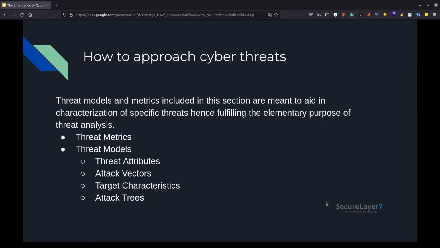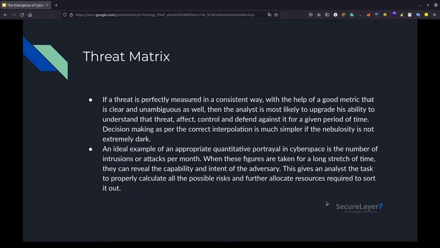So now let's know more about threat metrics. If a threat is perfectly measured in a consistent way with the help of a good metric, that is clear and unambiguous as well, then the analyst is most likely to improve the ability to understand that threat, affect, control, and defend against it for a given period of time. Decision making as per the correct interpretation is much simpler if the nebulosity is not extremely dark.